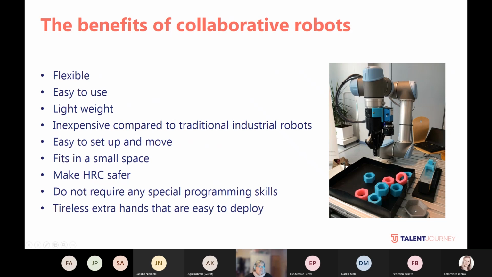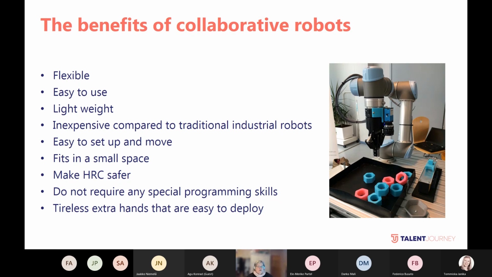Yes. So what are the main benefits of collaborative robots? First, they are flexible and very easy to use. They are also quite lightweight. Then I wrote here that they are inexpensive compared to traditional industrial robots.